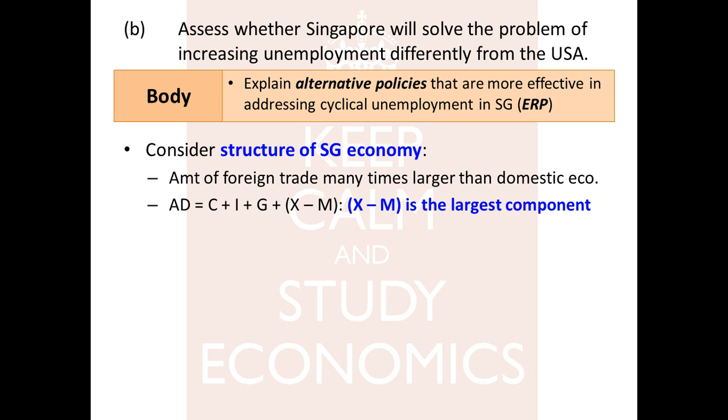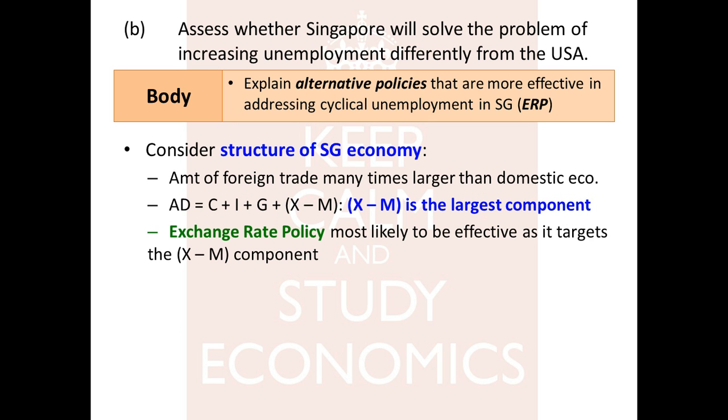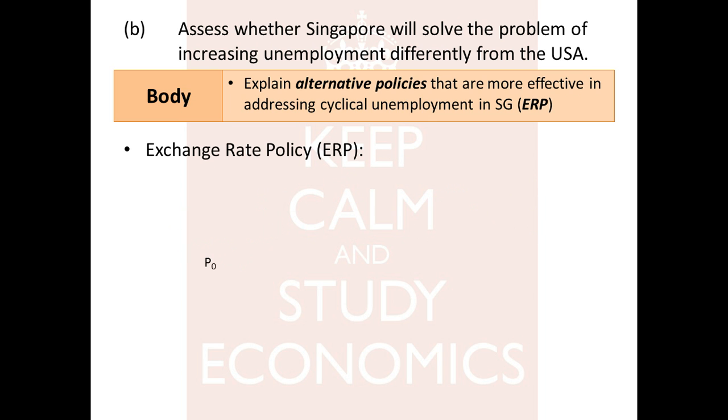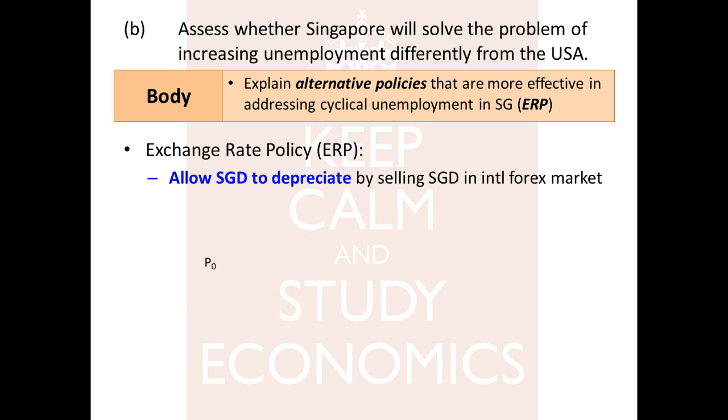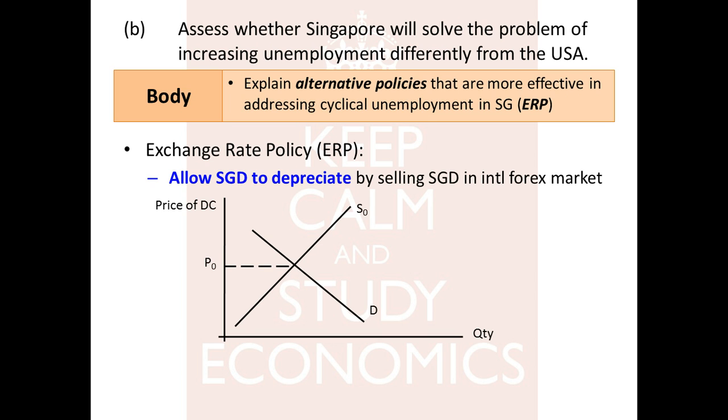And so what policy tools actually target X minus M? That's the exchange rate policy. Just ignore the P0 here, it's a mistake. So exchange rate policy, basically what we want to do is to allow the SGD, or the Singapore dollar, to depreciate by selling Sing dollars in the international forex market. Why do we want that? It's a good time to present a diagram.